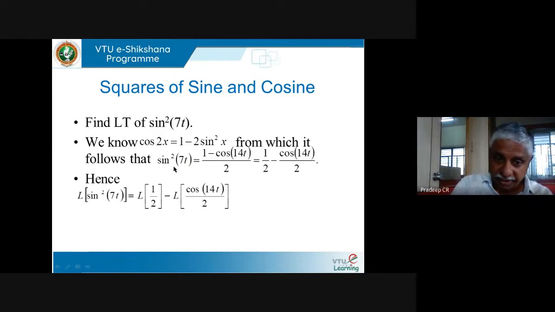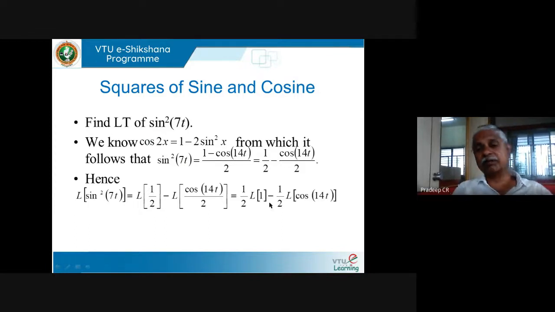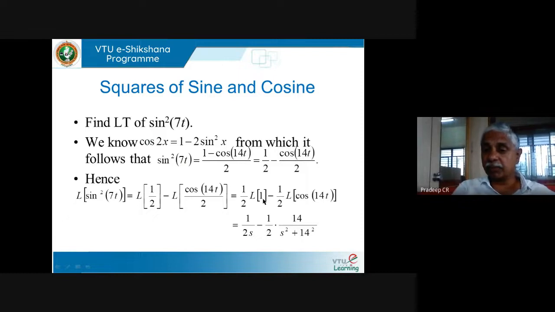So Laplace of sine square 7t is Laplace of this full function, which means Laplace of this minus Laplace of this, by linearity of Laplace. So Laplace of half minus Laplace of cos 14t by 2. Very easy. Laplace of half means half into Laplace of 1 minus half into Laplace of cos 14t. Now I know Laplace of cos 14t from the table, so I'll use that. Laplace of 1 also I know from the table. It is 1 by s. So 1 by 2 into 1 by s minus 1 by 2 into s by s square plus 14 square.